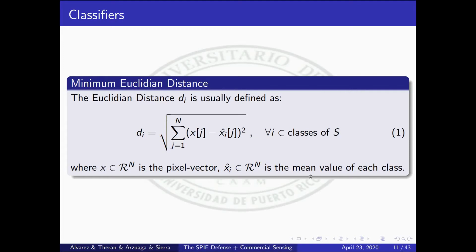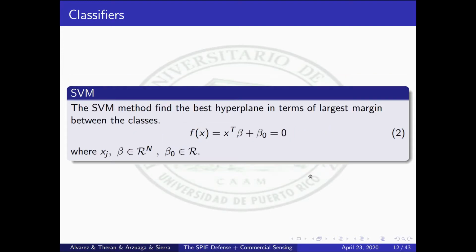So the classification given by the method consists in finding the minimum distance between each test pixel and the mean value of each class. The support vector machine is a method that is a generalization of linear discriminant analysis that finds the hyperplane that largest separates, in terms of the margin, the classes. That is equivalent to solving equation 2. In this case, X represents the training pixels.